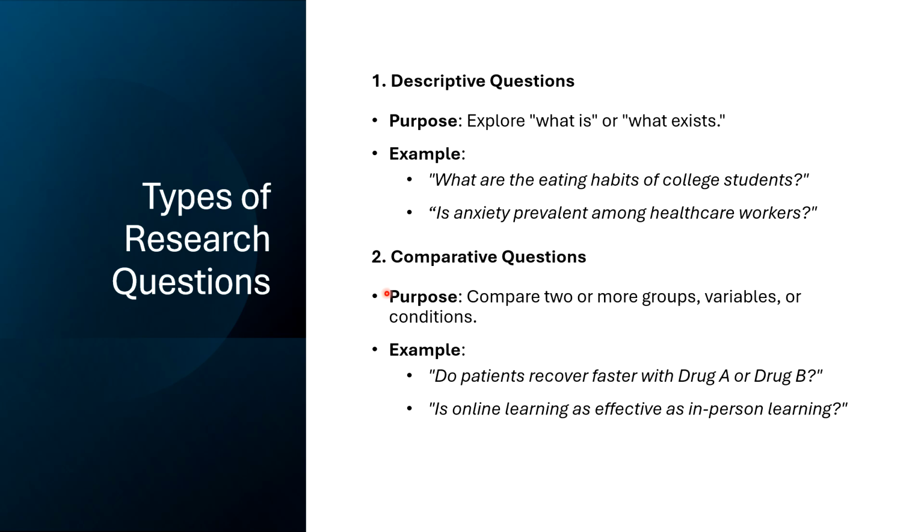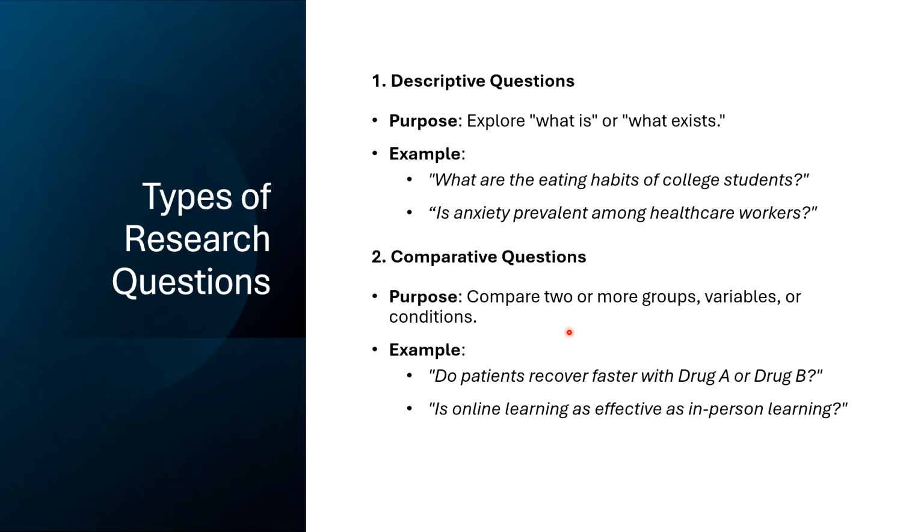Coming to the next type, that is the comparative question. The purpose is to compare two or more groups, variables, or conditions. For example, comparing male and female, starting with two groups. So a comparative question means that your research will be starting with two groups. Or we can have a rural and urban population, or a population with a specific variable or credential and the other without that.